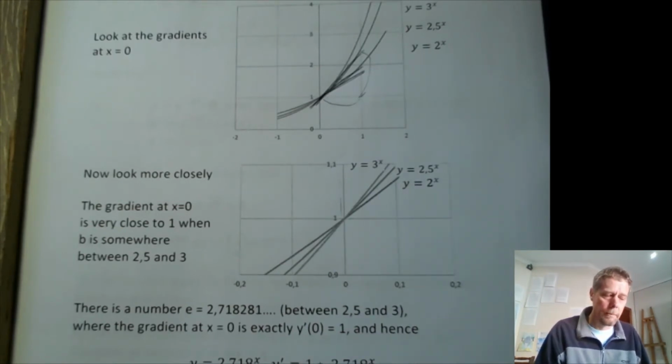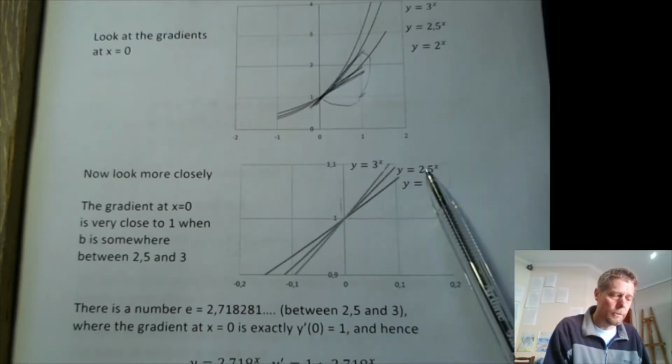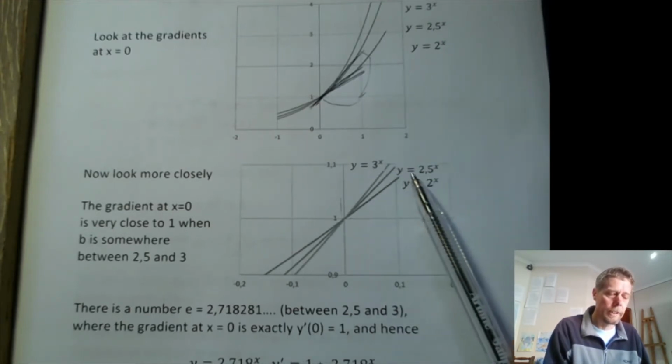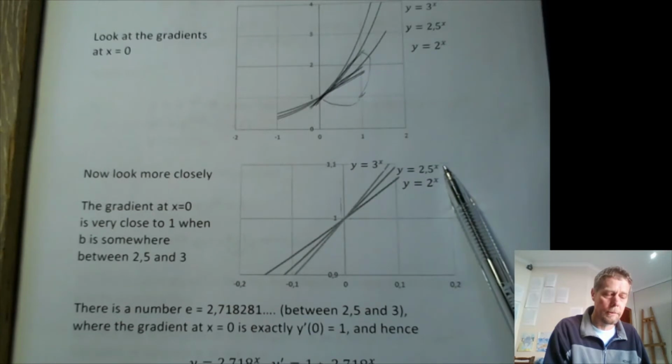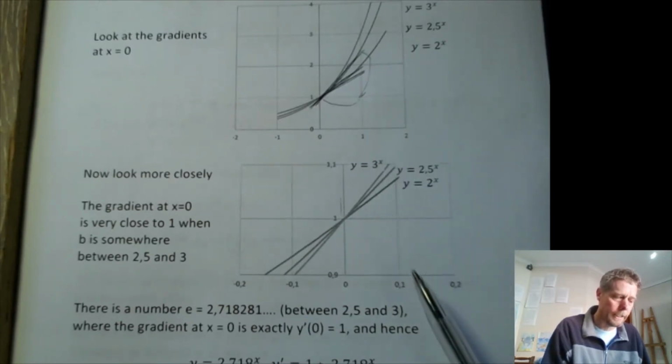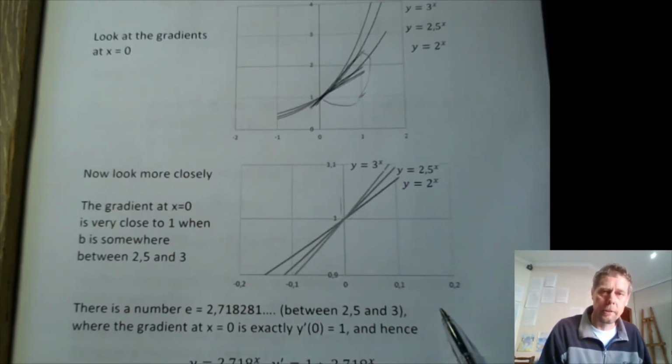So there is a number between 2.5 and 3, where if it was y equals that number to the x, the gradient would be exactly 1. And that number, it turns out, is e.